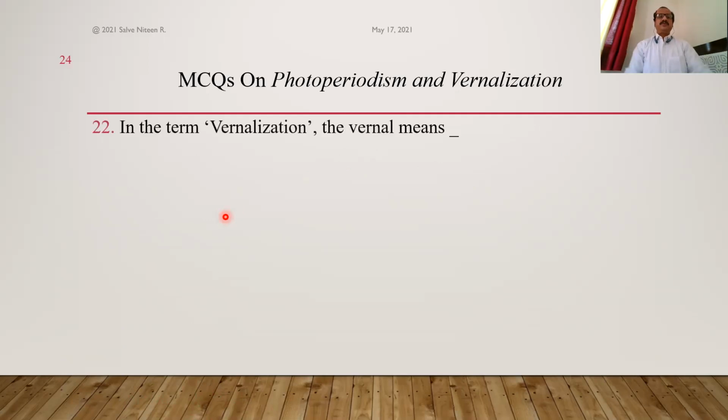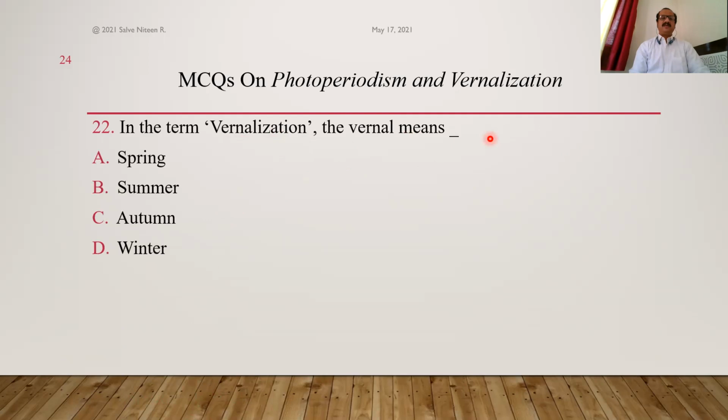Okay, next one. In the term vernalization, what does vernal mean? Vernalization means formation, but what does vernal mean? There are different seasons: spring, summer, autumn. You know, there are basically two seasons in the year, summer and winter. Before summer there is a mild summer called spring season, and before winter there is a mild winter called autumn. So you can say there are four seasons. There is no season like monsoon. So in the term vernalization, vernal means spring. Vernalization means spring formation.